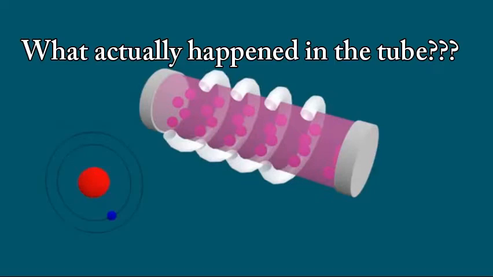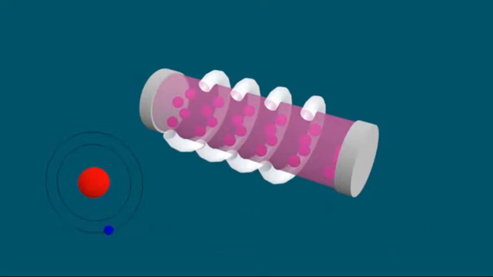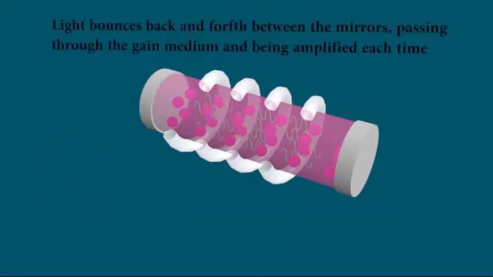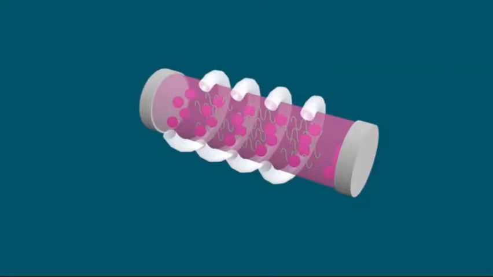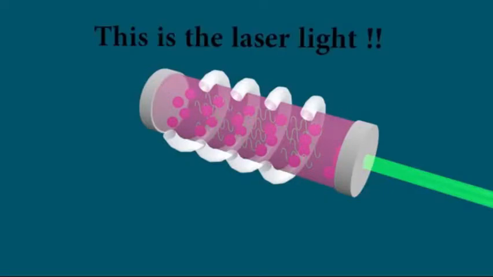What actually happens in the tube? An electron is excited from a lower to a higher level. When an electron decays to a lower energy, it emits a photon. Light bounces back and forth between the mirrors, passing through the gain medium and being amplified each time. Some of the light escapes through the mirrors that are partially transparent. So, this is the laser light.